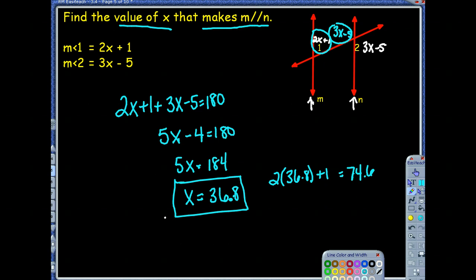And then the consecutive one. So 3 times our 36.8 and then minus 5 is 105.4. And if I add those together, those do total 180. So we did it right. Yeah, and you can definitely check. That's always a good strategy just to make sure that you've got it right. So to find a way to make those lines parallel, we needed to make those two consecutive interior angles supplementary.